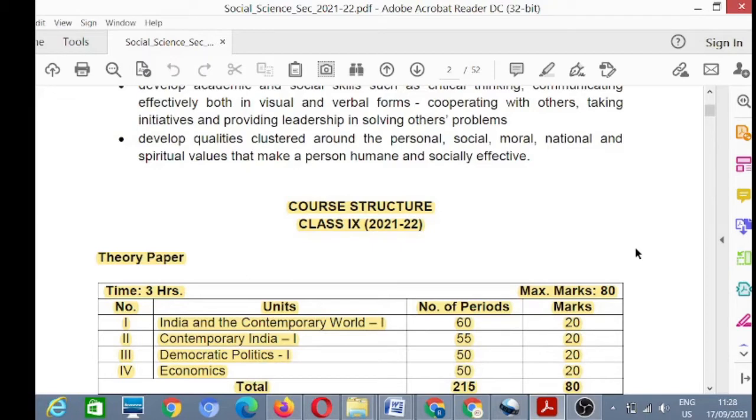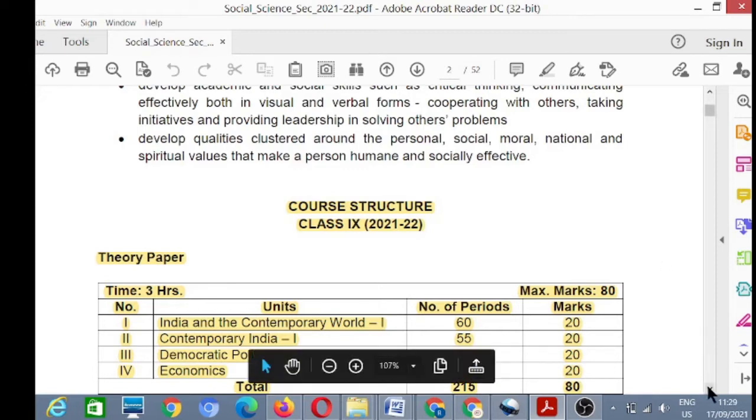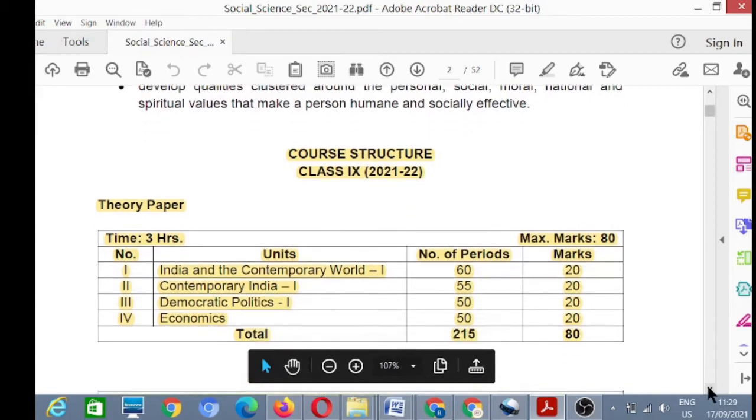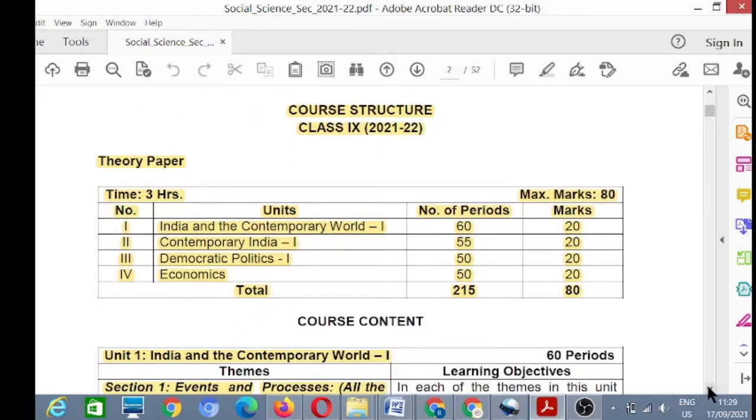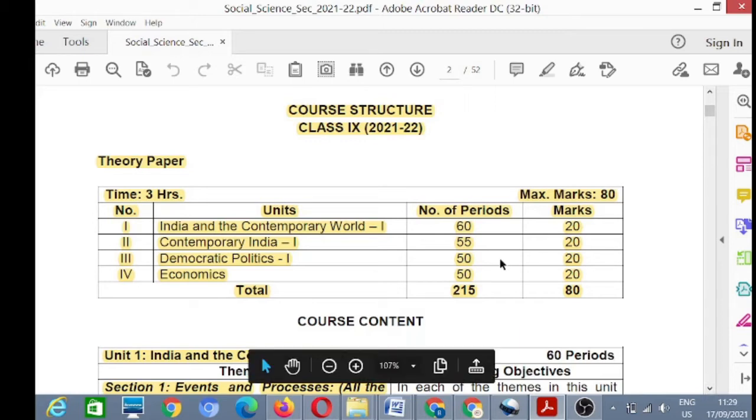In today's video, we will see the syllabus of class 9th of SST, that is Social Science, for year 2021-22. A video in Hindi has already been uploaded of this subject. If you are comfortable in Hindi, you can watch that video, but if you are comfortable in English, you can watch this video.